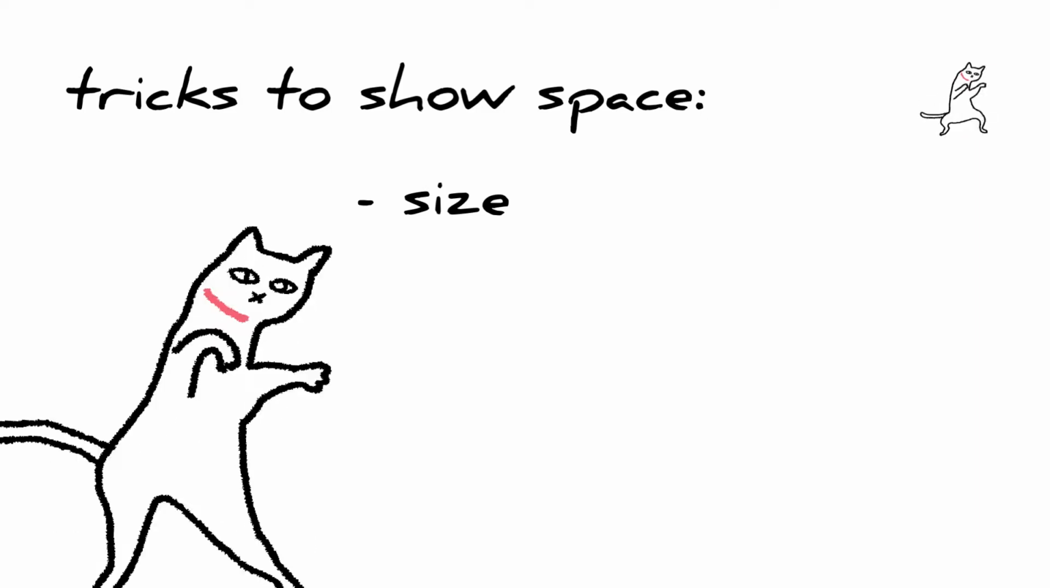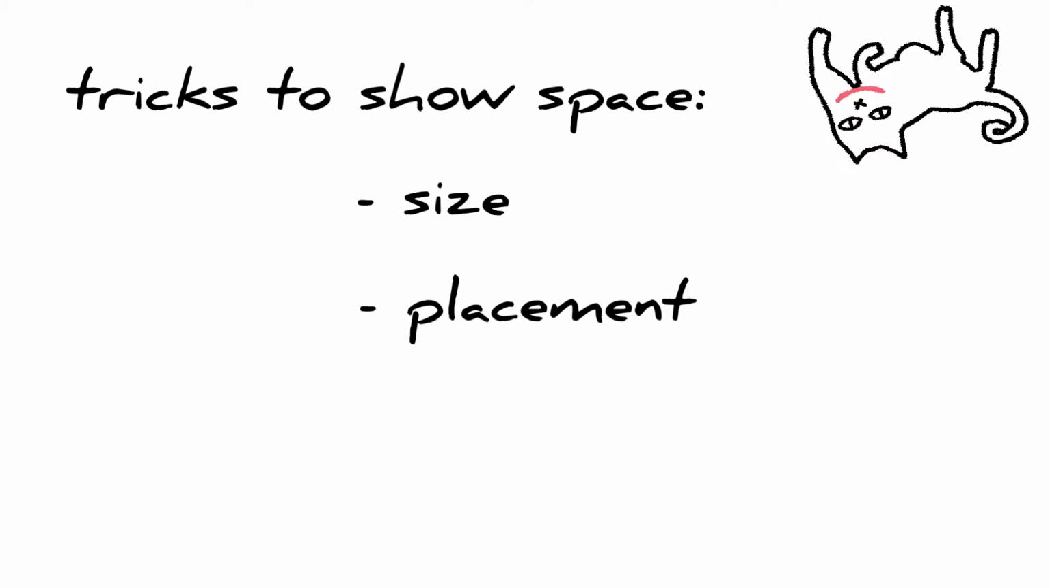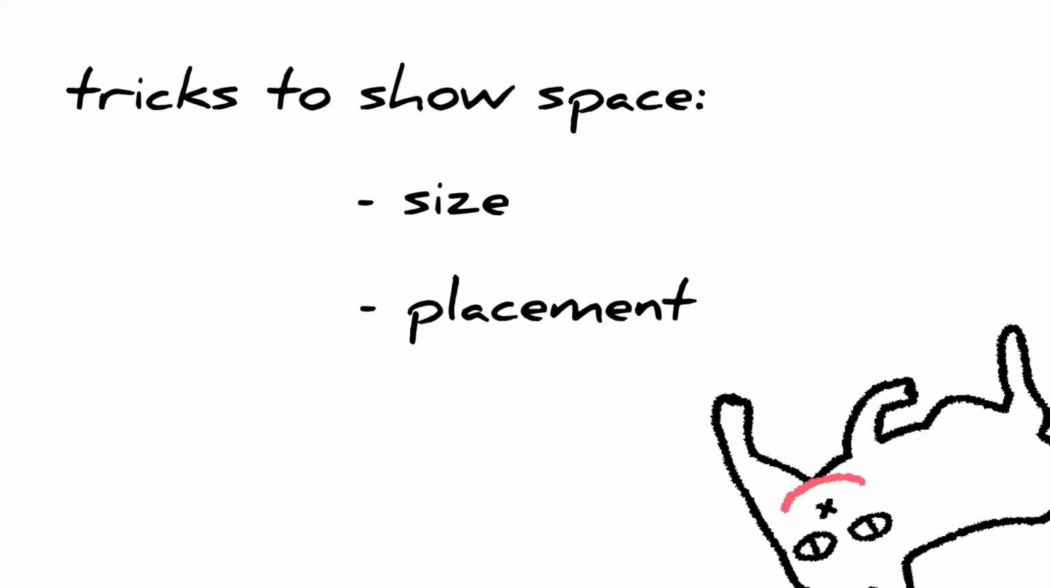This week, we are going to learn some tricks for showing space in a piece of art. The first trick is size. When you draw something small, it looks like it's farther away, and when you make it bigger, it looks like it's closer to us. The next trick is placement. If you put something high up at the top of your page, it can look like it's farther away. If you put something lower on the bottom of the page, it can look like it is closer.